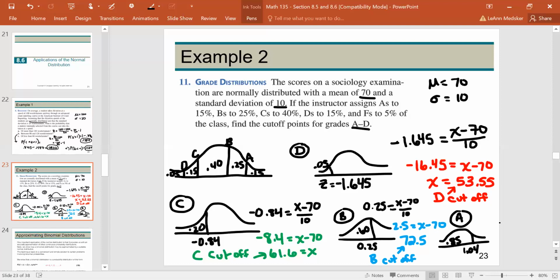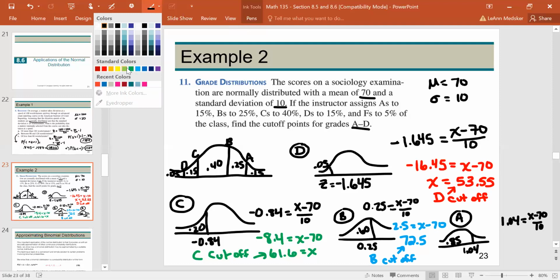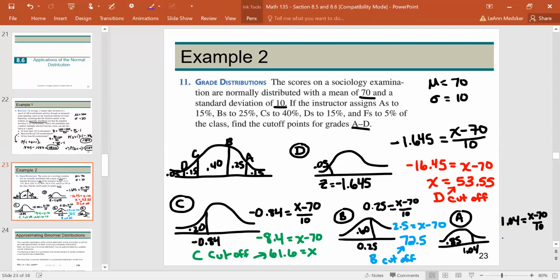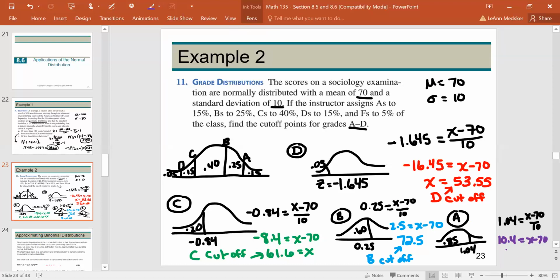So then we do our same thing again. 1.04 equals x minus 70 over 10. I'll solve this one in, let's say, purple. So this would be 10.4 equals x minus 70. So I would get 80.4 is the cut score for an A.